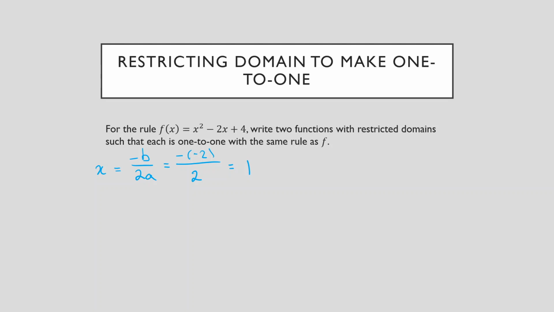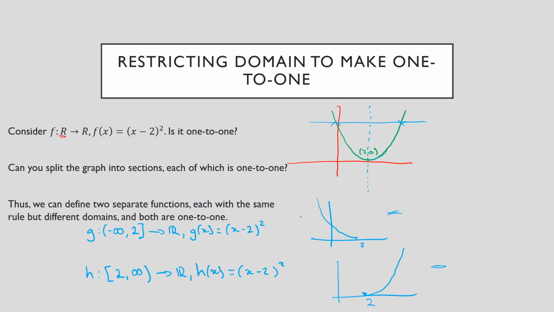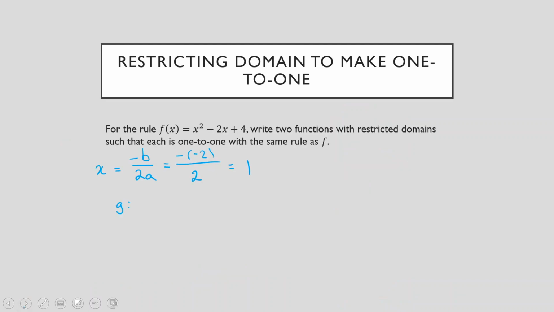Just like we did with the previous example, we can write two rules. The first rule will be g, and this would be the left-hand piece of that parabola. You can think about the domain as being from negative infinity all the way up to that x value that we split our parabola at. In this case, the x value is 1. So our domain is from negative infinity to 1. But our rule is still the same: g of x equals x squared minus 2x plus 4.